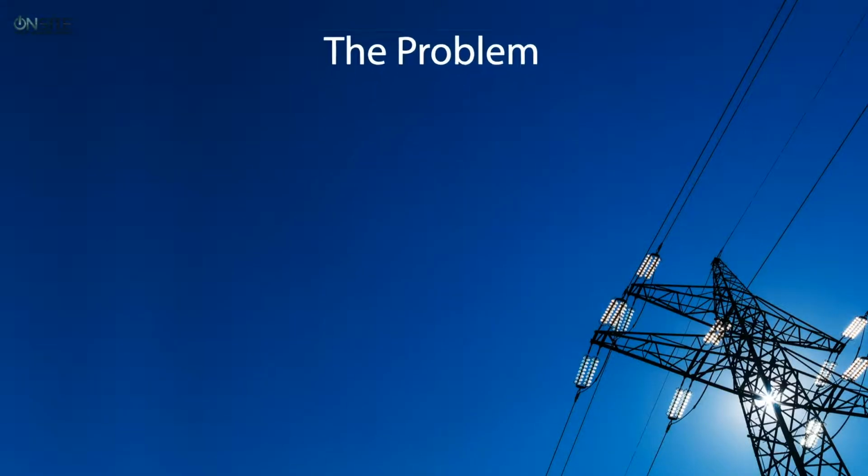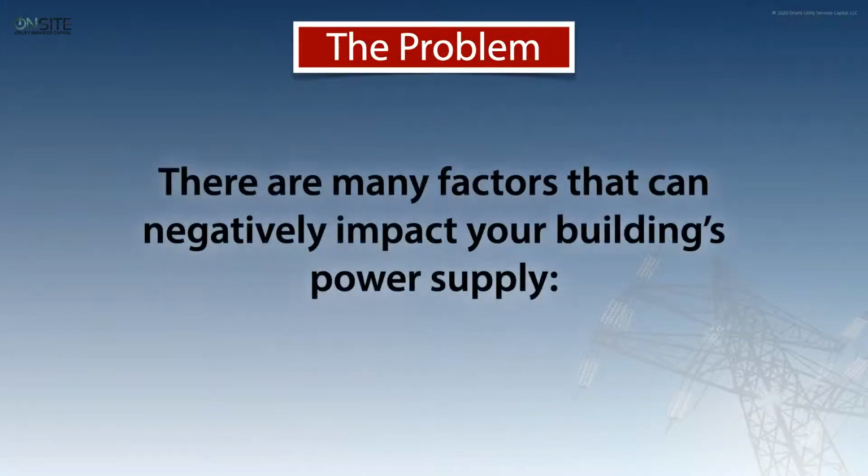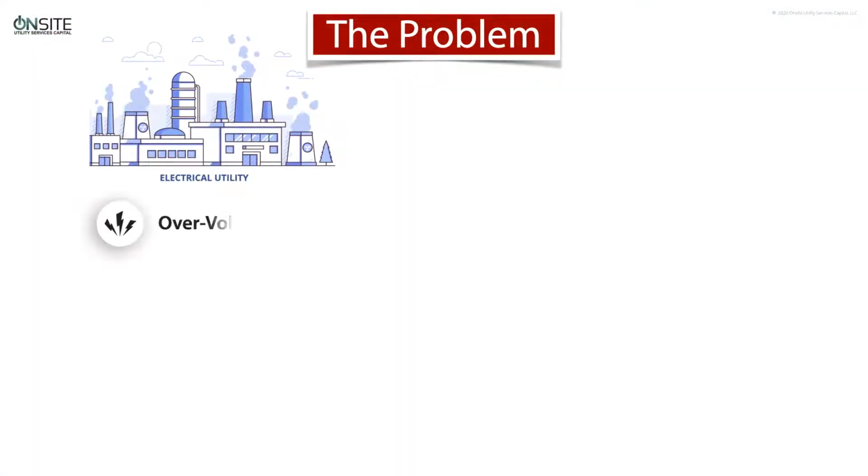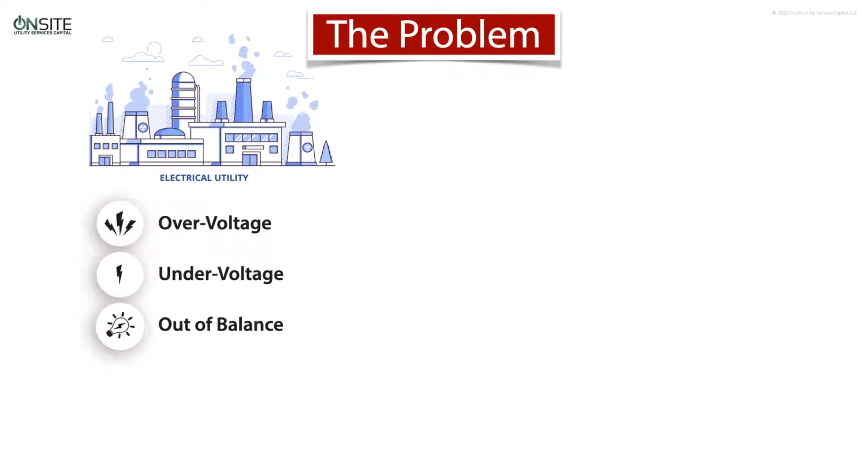Here's the problem. There are many factors that can negatively impact the power supply in your building, both from internal and external sources. Externally, the power coming from your local electric utility can be delivered over or under the voltage level needed. Often, the power supply is out of balance, causing sags or spikes that can bring building brownouts or surges and can damage equipment.